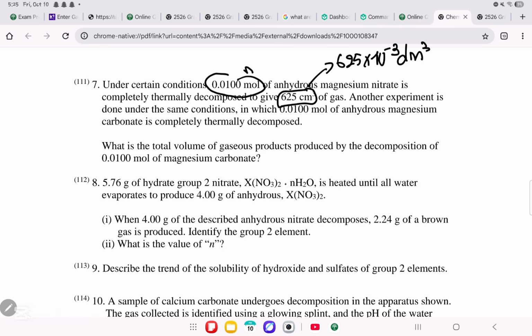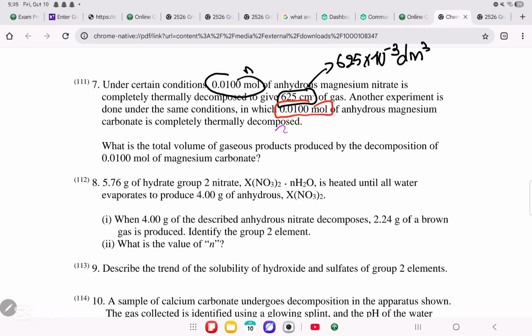Another experiment is done under the same conditions, which gives us what? 0.01 mole of magnesium carbonate is completely thermally decomposed. What is the total volume of gaseous products produced by the decomposition of 0.01 mole of magnesium carbonate? Very simply, we need to find out what is the relation that they did. So how can we find out the relation? Very simply, we'll write the two equations.